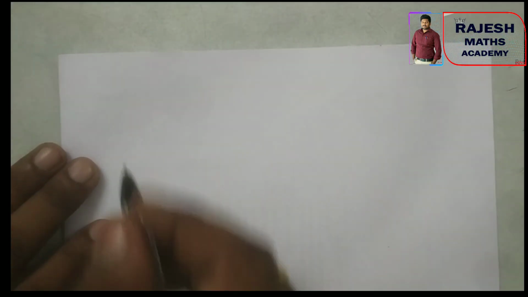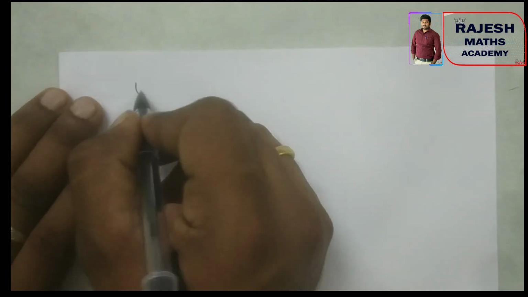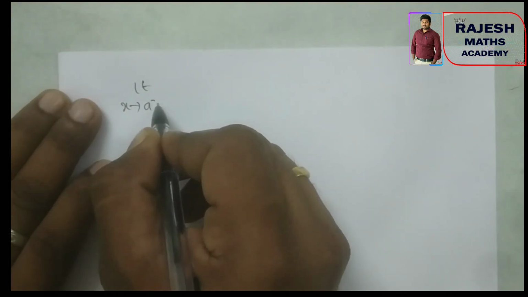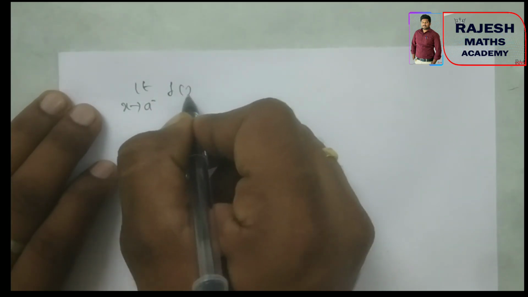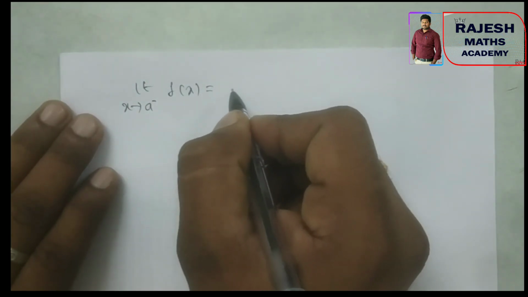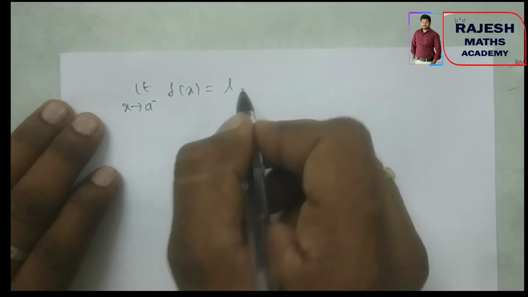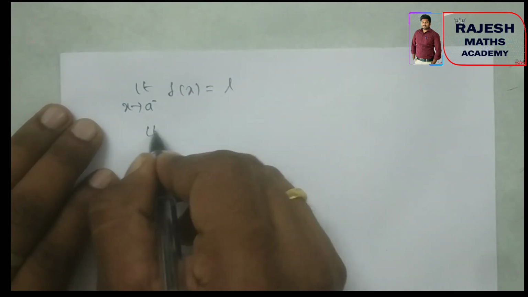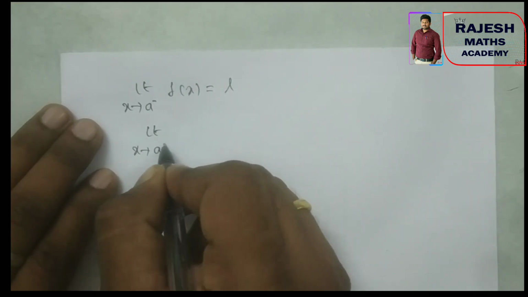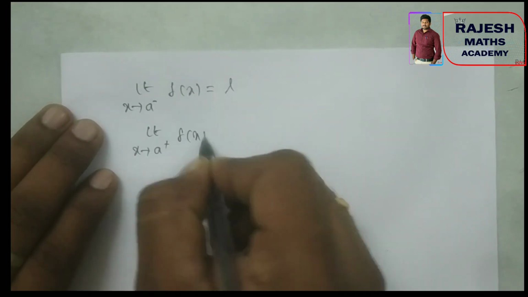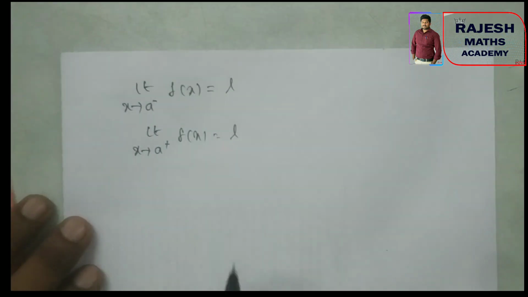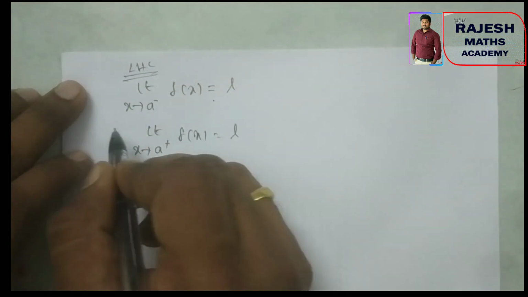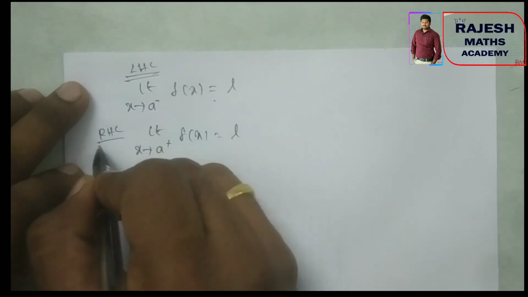The definition of the left hand limit is: limit x tends to a minus, that is a small minus should be here, f of x equal to L. That is called the left hand limit. Similarly, the right hand limit means limit x tends to a plus f of x equal to L. This is the left hand limit, LHL, short form, and RHL, this one.